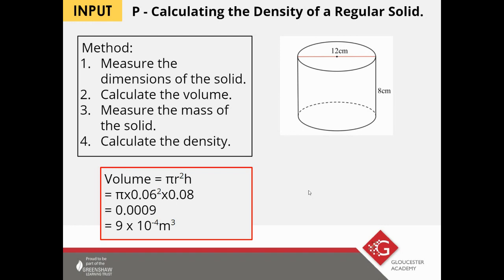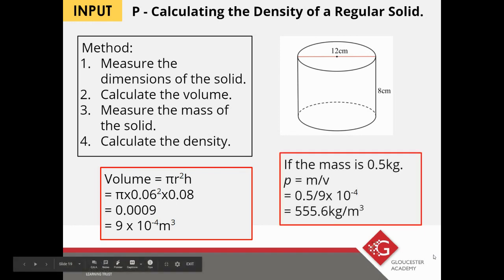So pi times 0.06 squared times 0.08 gives me 9 times 10 to the minus 4 meters cubed. So if the mass is half a kilogram, then the density would be half a kilogram divided by 9 times 10 to the minus 4, which gives me 555.6 kilograms per meter cubed. I gave 1 decimal place because the mass was in 1 decimal place. That could be rounded up. That would not be a problem.